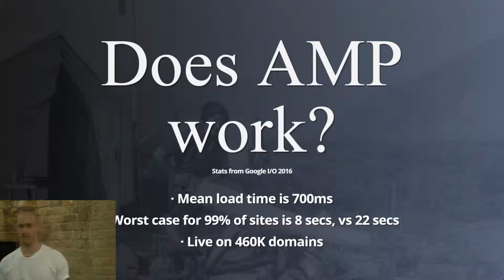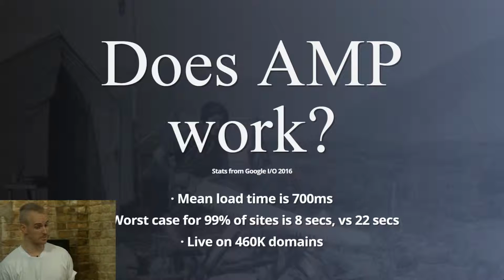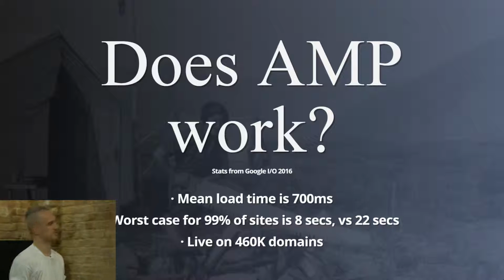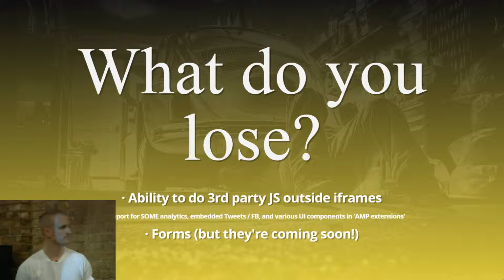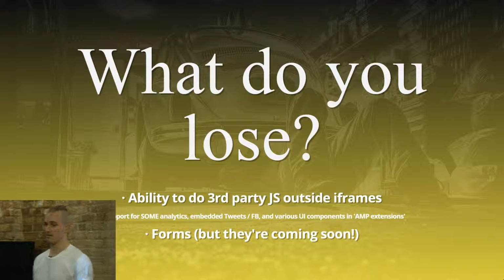AMP was live on 460,000 domains. It's growing logarithmically, so you'll probably see that Google I/O was a few months ago now, so it's probably more than that now. What do you lose? The ability to do third-party JavaScript outside iframes.